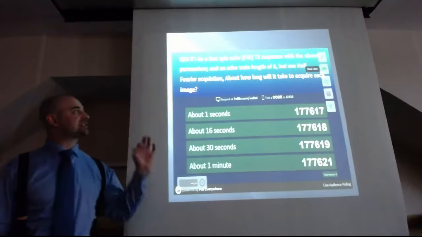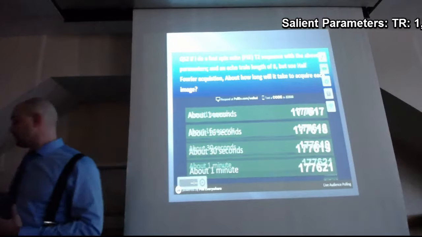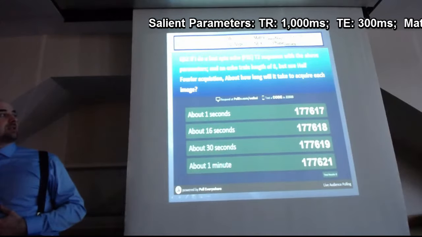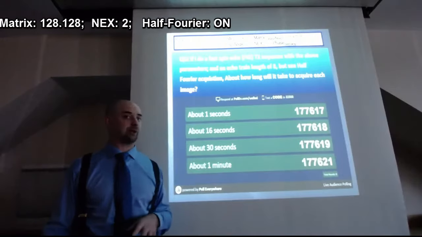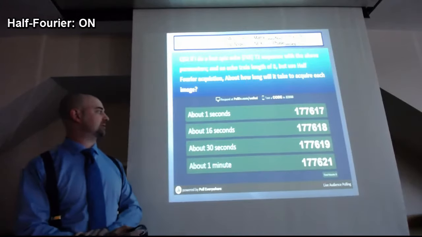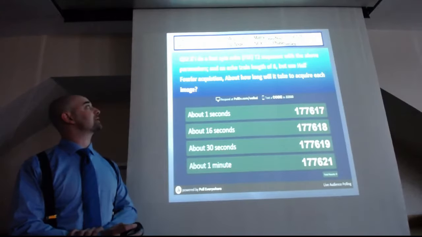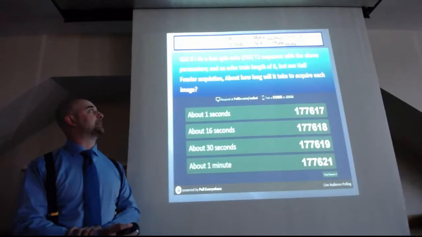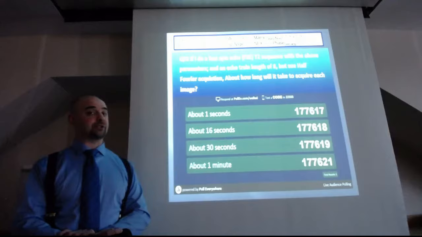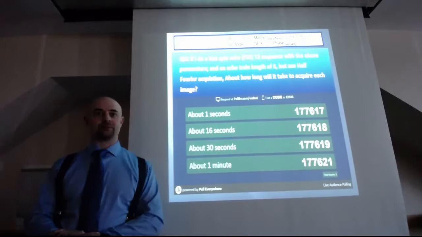All right, now, if I did a fast spin echo sequence with the above parameters, and an echo train length of 8, but I use a half Fourier acquisition, about how long will it take to do each image? Again, the TR is 1,000. Matrix is 128 by 128. The NEX has now increased to 2 relative to the last ones. Let's see what we got.